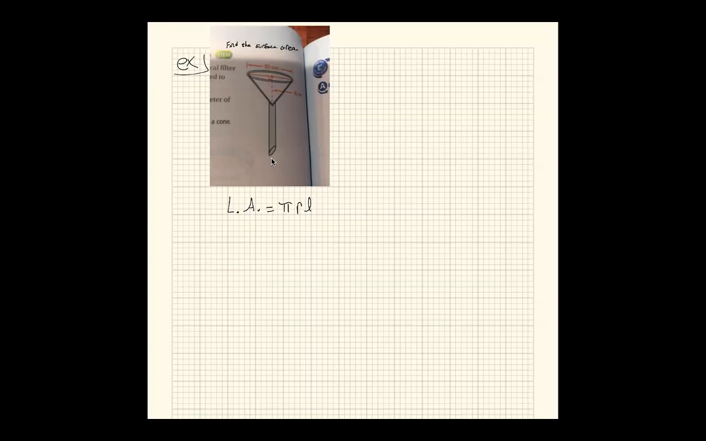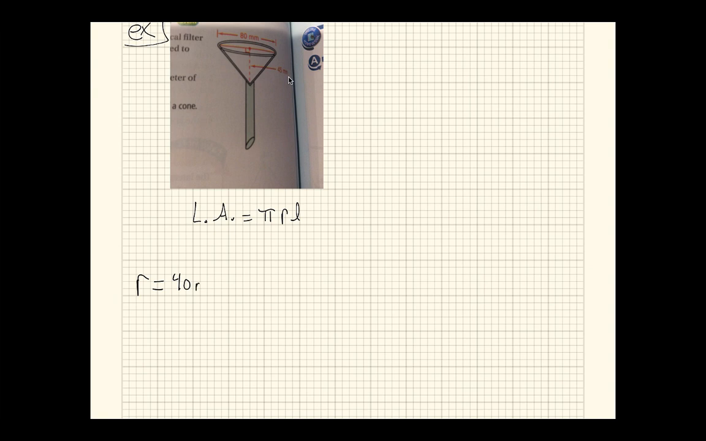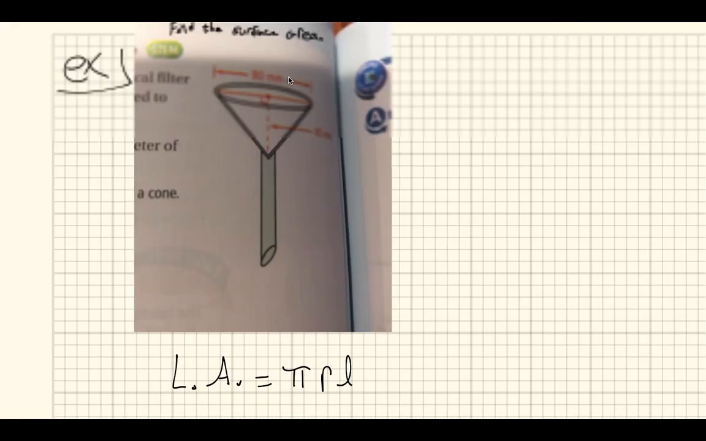I do know the radius, right? It's not 80. 80 is actually the diameter, which makes the radius 40. It's going to be half of that. So the radius is 40 millimeters. And L is the slant height. Now I'm not given the slant height here. I'm actually just given the regular height. The slant height is this distance. So think of a way I can find this.